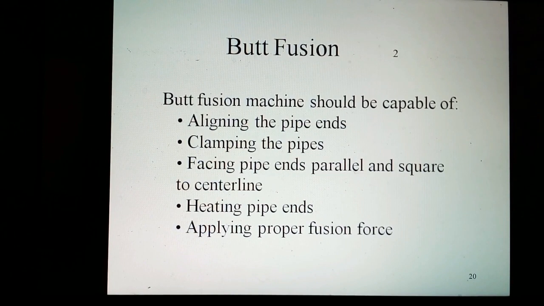The butt fusion machine should be capable of aligning the pipe ends, clamping the pipes, placing the pipe ends parallel and square to the center line, heating the pipe ends, and applying the proper fusion force.